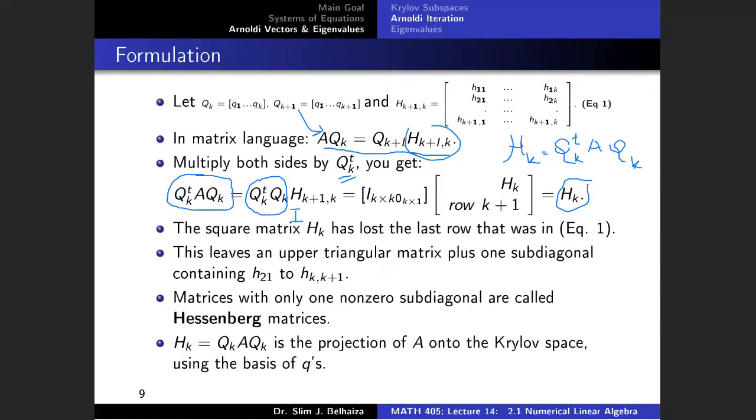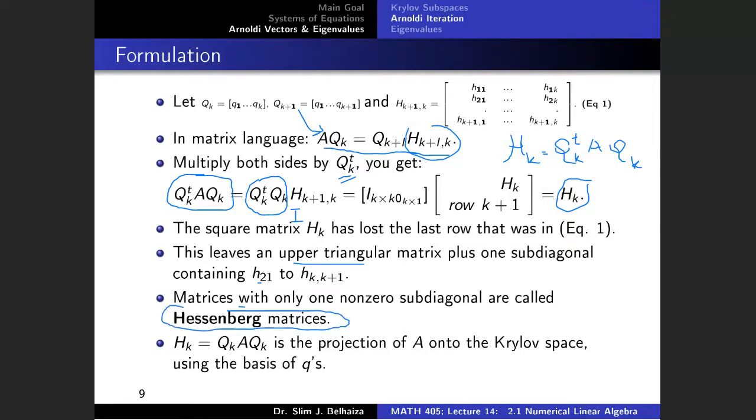Don't forget, A is your own data matrix, which is very large. And you've just shown that the way the Arnoldi iteration works is that A will be at the center of the spectral factorization of the Hessenberg matrix. So the square matrix H_K would lose the last row. It would be square. And why do we call it Hessenberg? Because it's an upper triangular matrix plus one subdiagonal containing H21 to H_{K+1,K}. In fact, matrices with only one nonzero subdiagonal are called Hessenberg matrices. This is just the definition of a Hessenberg matrix.